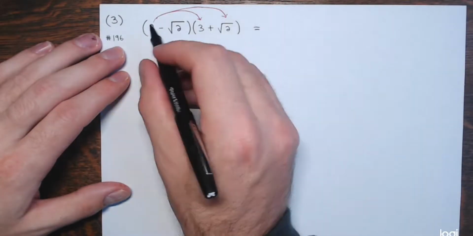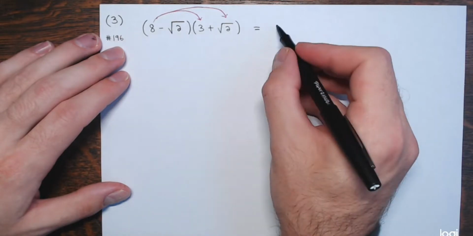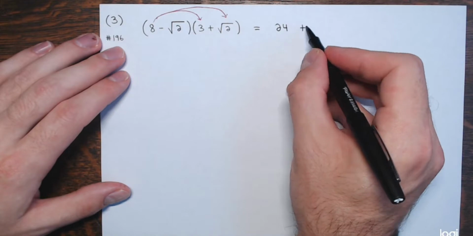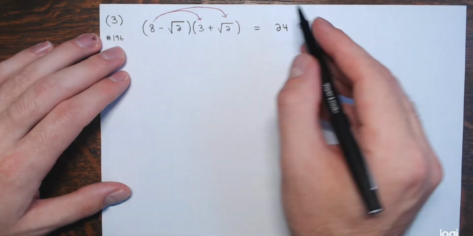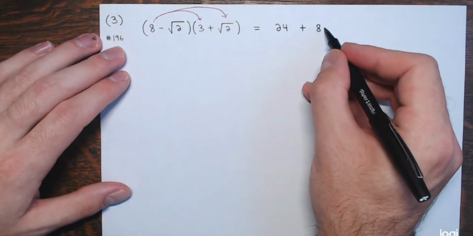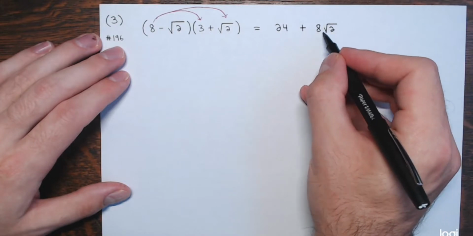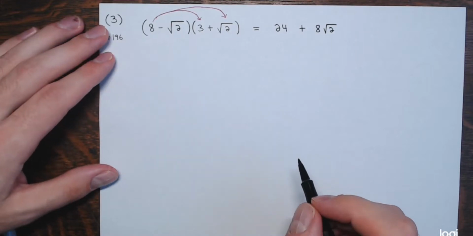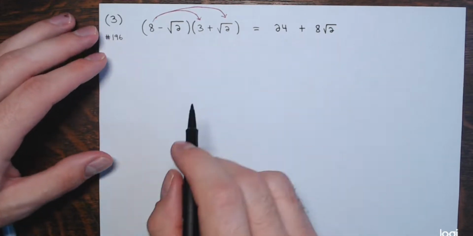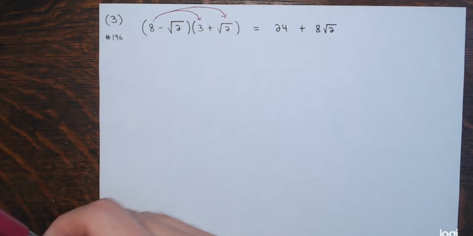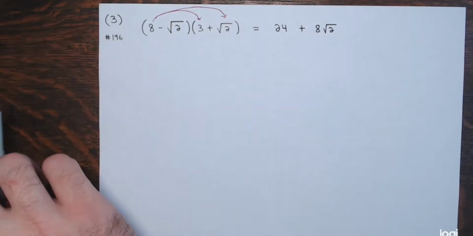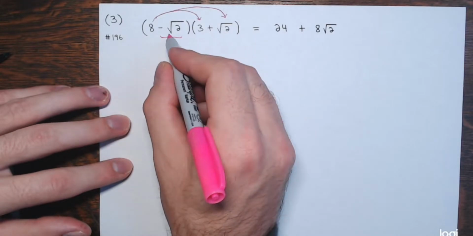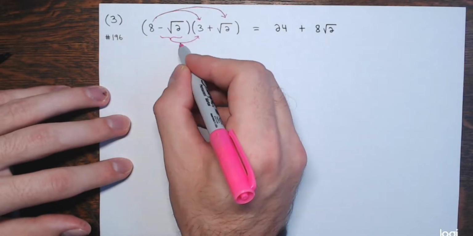So we have 8 times 3, which is 24, plus, and then 8 times the square root of 2, which will be written exactly that way, 8 times the square root of 2, right? You can't put those together because one's a radical factor and one is not. Okay, so I'm done multiplying the 8. So now that I'm done with the 8, let's move over to the negative square root of 2 term and distribute that to the 3 and the square root of 2.